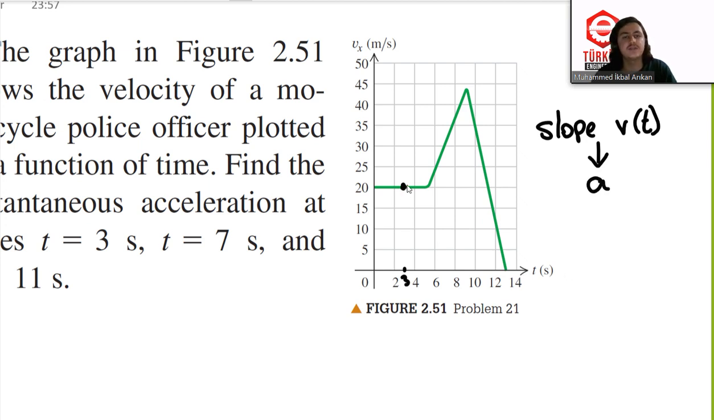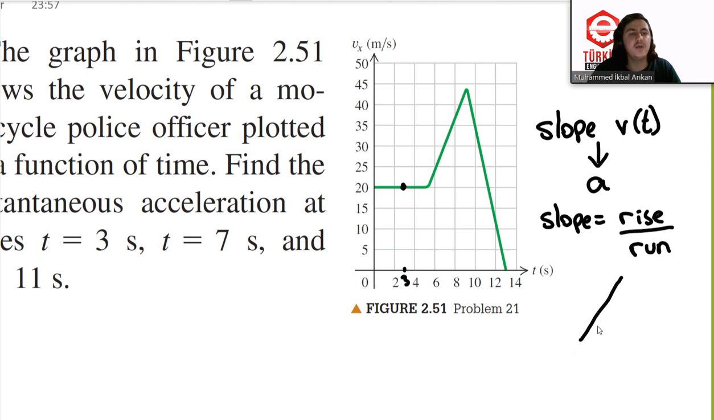So how can I calculate the slope here? Slope will be equal to rise divided by run, okay? And what is my rise here? It's just a straight line. If I'm going up or if I'm going down, I have rise and I have run. For example, if I'm going up, I have run by this amount and I have rise at this amount, okay? So I can just see what's my rise and what's my run and divide them to get my slope, and it will give me the acceleration.